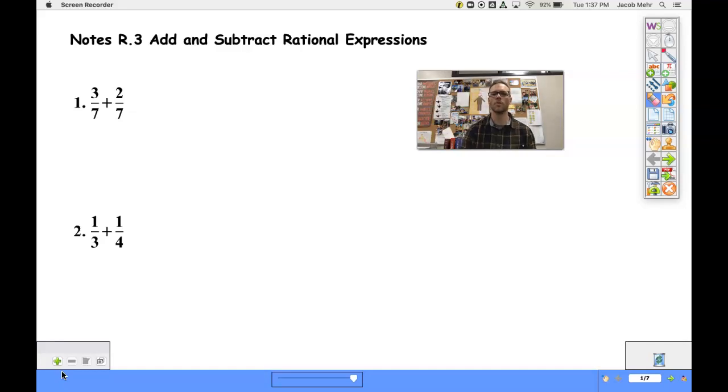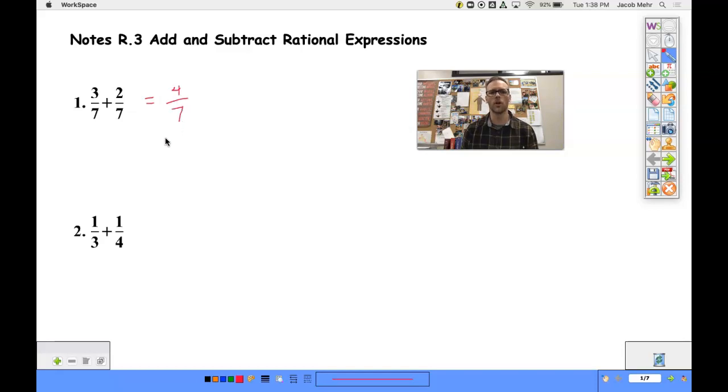All right, hey folks. So we've been multiplying and dividing rationals. Time to add and subtract. Hey, let's start with some simple fractions. Let's go back to elementary school here a little bit. If I want to take 3/7 plus 2/7, to add fractions, I know I need to have a common denominator. These do. Hey, so what's 3/7 plus 2/7?